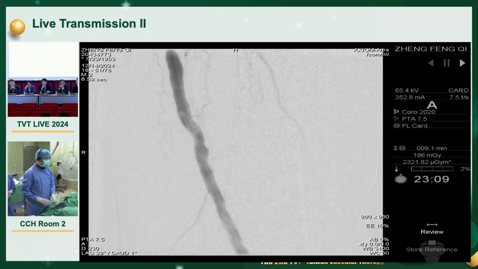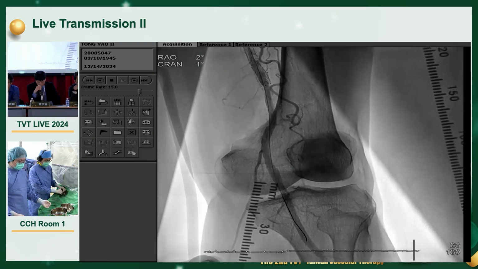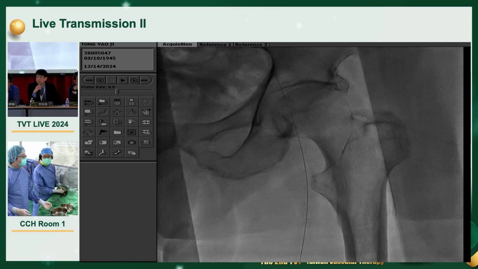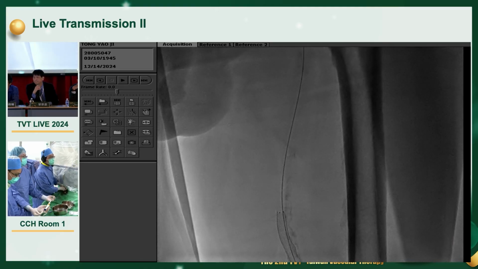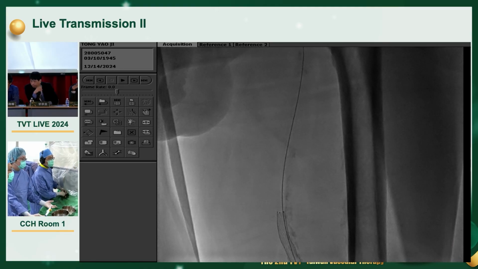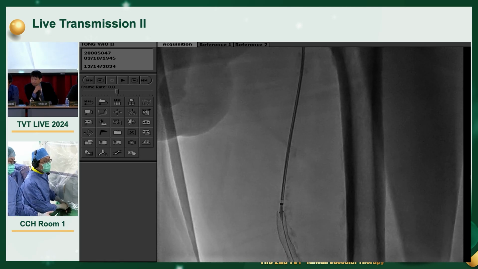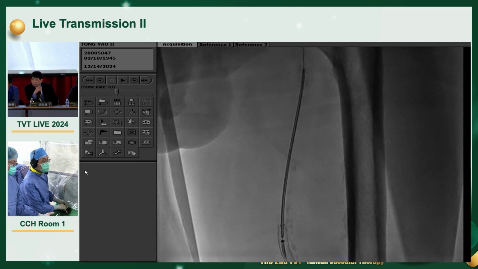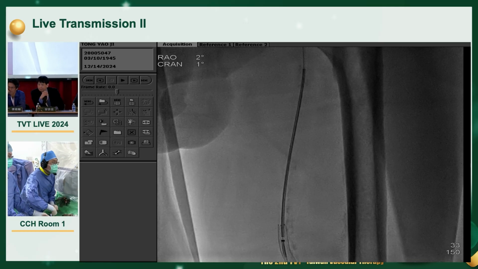Sure. Okay, congratulations for your case. So we go back to room 1. Professor Yang, any progress? Can you tell us? Now we will give him a long stent, 6 by 150. Here we go. Over depth. Now stent deploy.